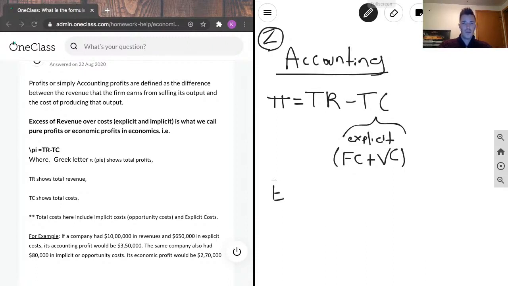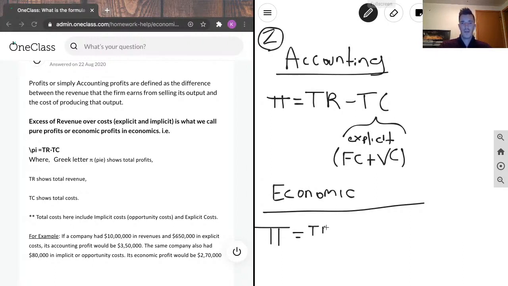Economic profits, on the other hand, are also going to be denoted by pi for profits. We've got our total revenues minus our total costs again. But this time our total costs will be made up of both explicit costs we had above here, plus implicit costs.